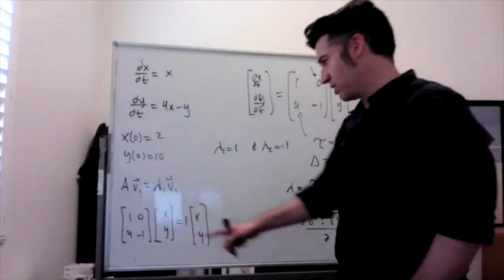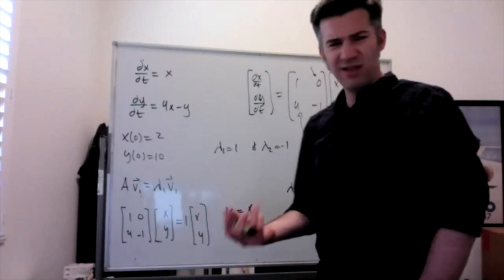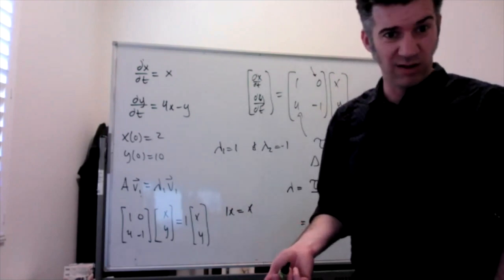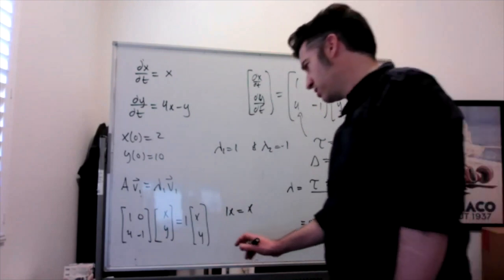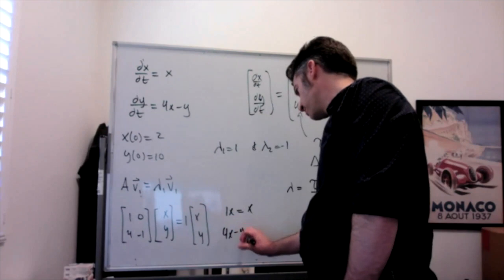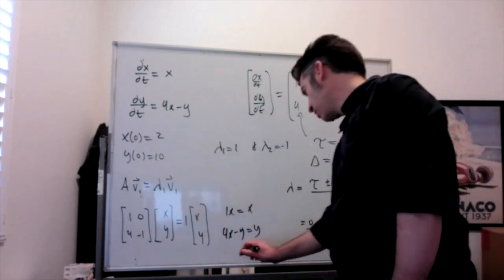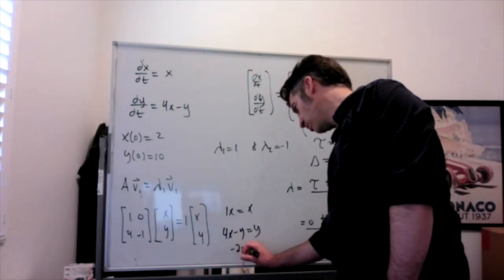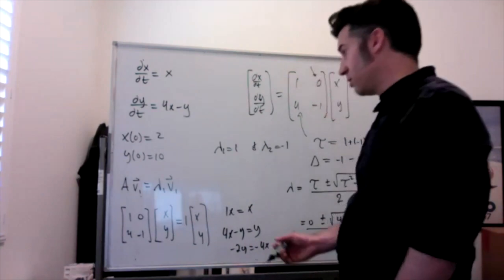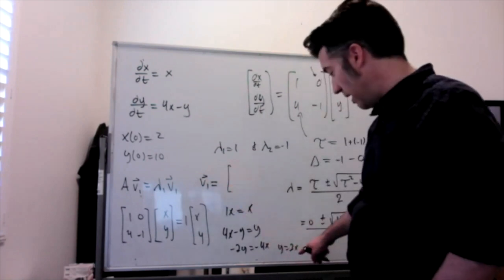Okay, so here's something interesting. If we use the first equation, we get 1 times x equal to x, which doesn't seem super helpful, right? Because x could be 1 or anything really. So let's look at the second equation: 4 times x minus y equals y. That's a bit more helpful, because then we have negative 2y equals negative 4x, or y equals 2x. So my eigenvector would be, the choice I would make is to say that x is 1, y is 2.